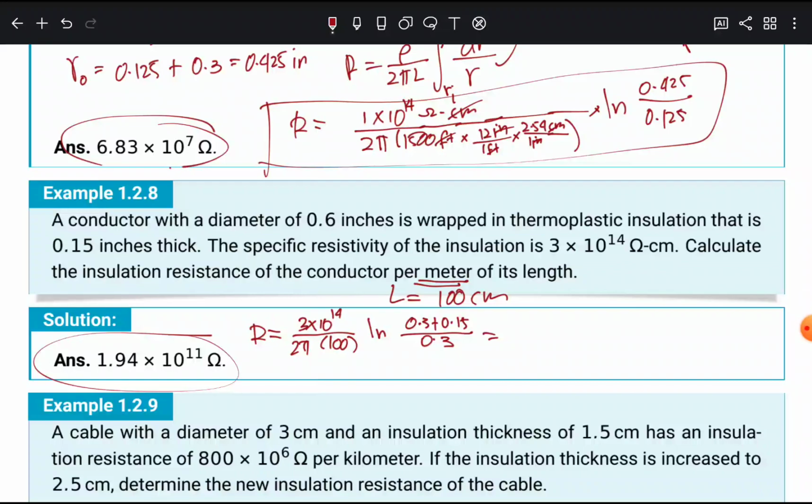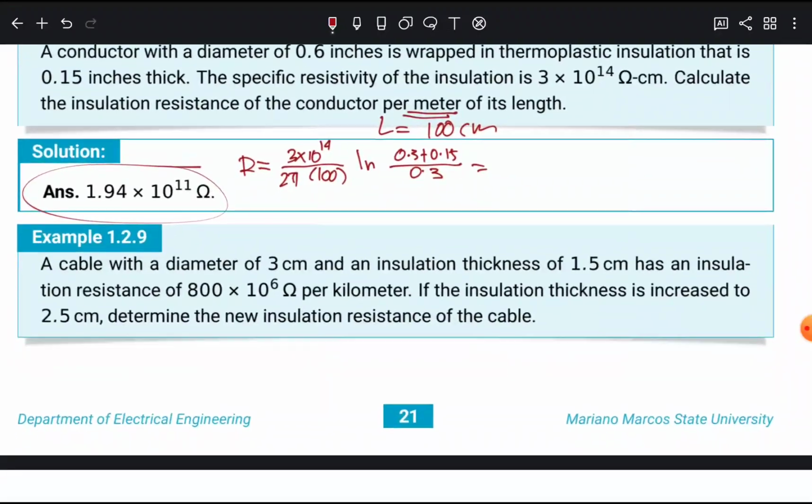But you can still double check the answer. I don't think these answers are correct. Next.